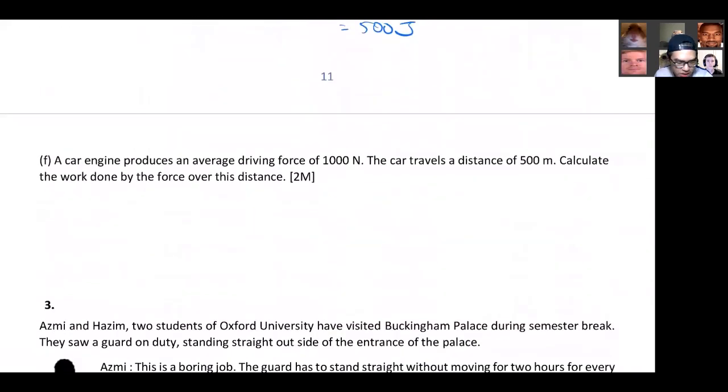So F, a car engine produces an average driving force of 1000 Newton. The car travels 500 meters. Calculate the work done. So work done equals 1000 times 500. So you should get 500,000 joule.